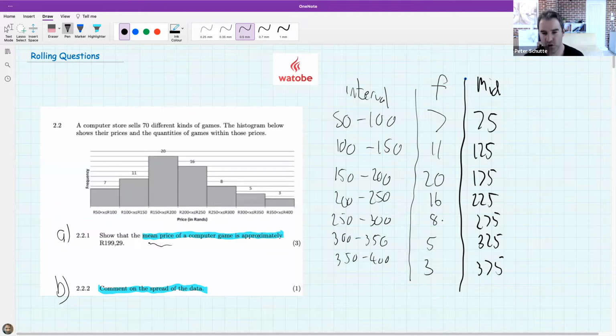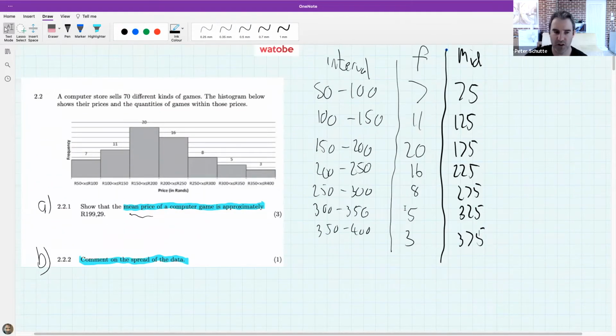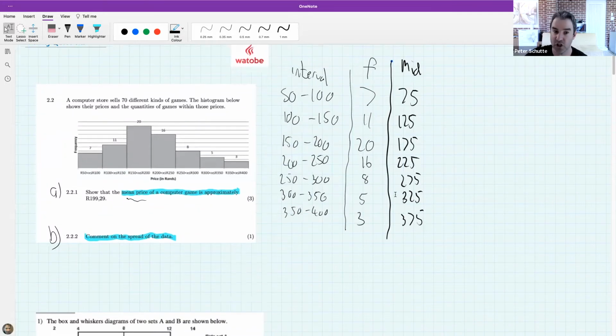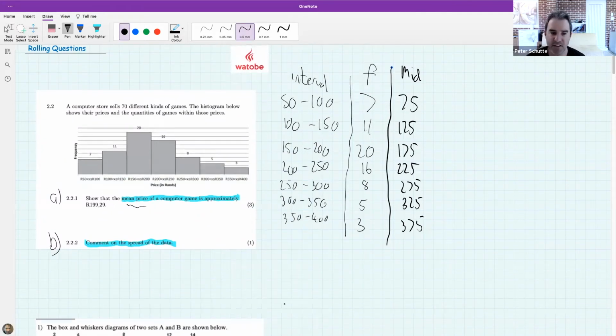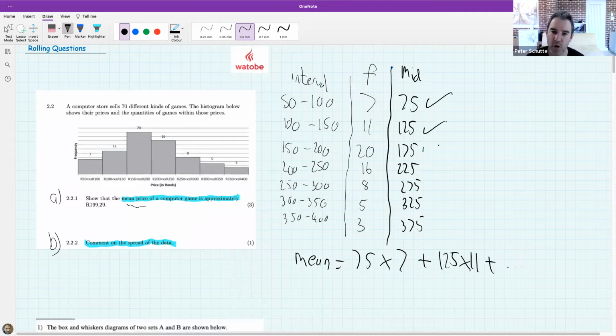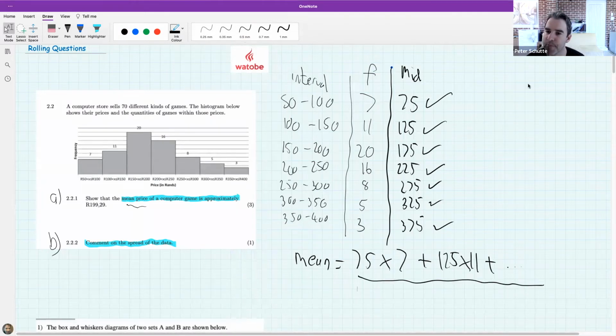And there's two ways you could do this. In this case, you probably want to show some working because they've given you the value already. I did show you in the lessons with the calculator, but basically to show the mean you're going to say 75, the midpoint times the frequency, plus 125 times 11, plus, and you keep doing it for all of these rows. But there's one final thing that you have to do. You have to divide by something in the end. What do I need to divide by in order to get that 199.29?